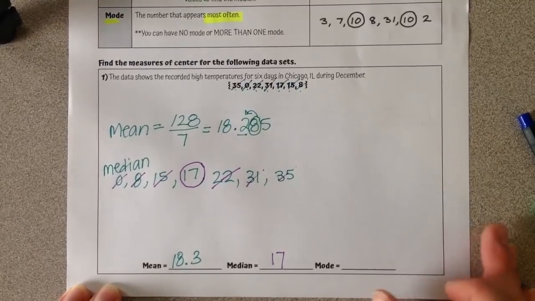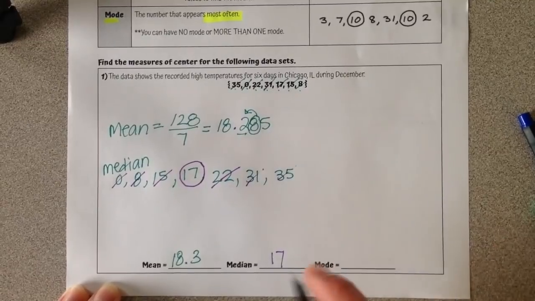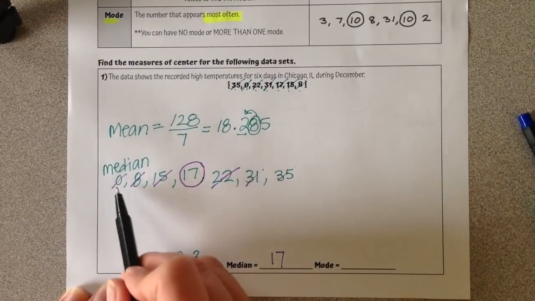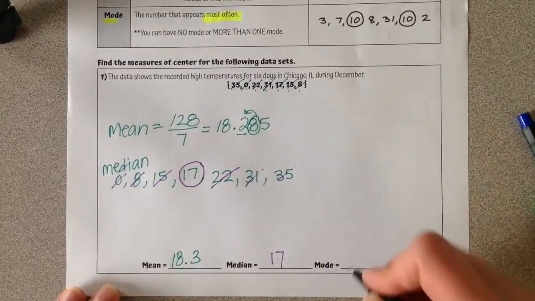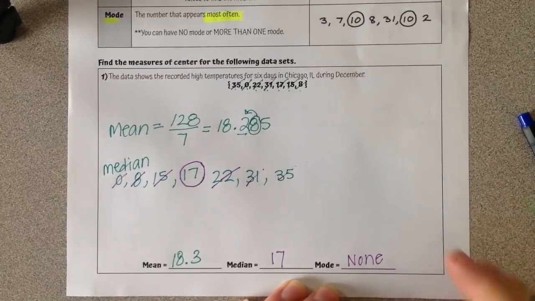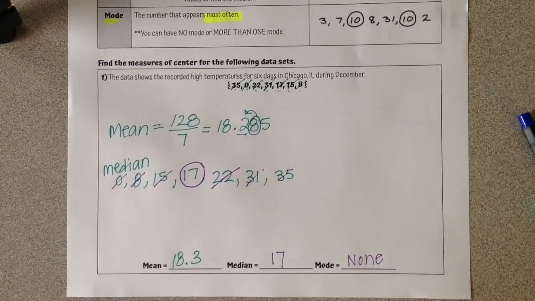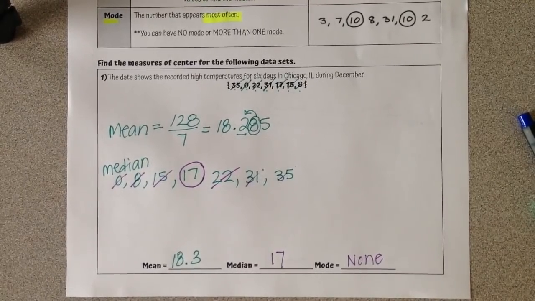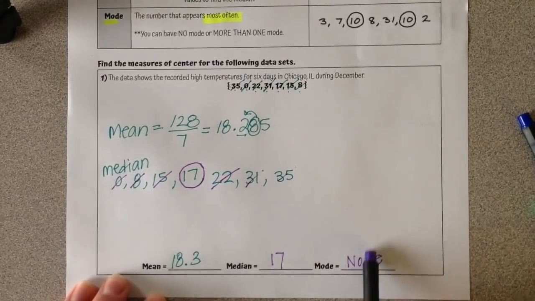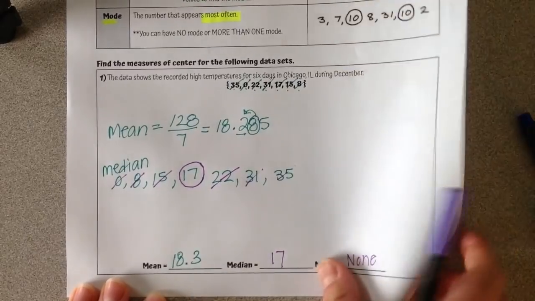For my mode, I'm looking for the number that occurs most often. If I look at my set of data, each number only occurs once, which means there is no mode. So I'm just going to write none. Remember, this is kind of like when we're finding parts of an expression. If there were no constants, for example, you have to write none. You cannot write 0, otherwise it would make it look like 0 is our mode.